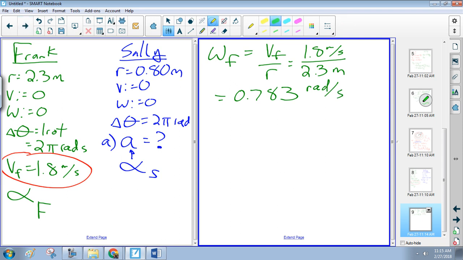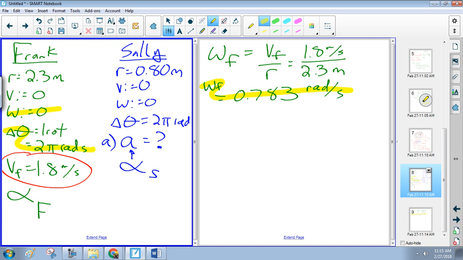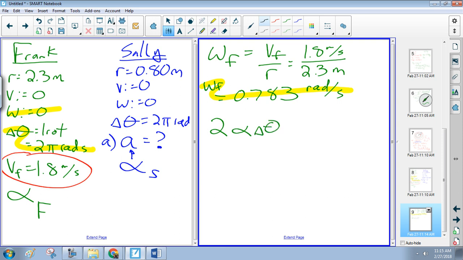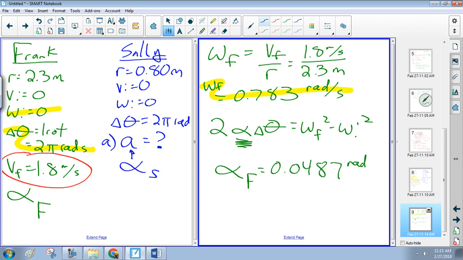Okay? So now look at all the angular information I know about Frank. I know his final angular velocity, I know his initial angular velocity, and I know his delta theta. So I ought to be able to use 2 alpha delta theta equals omega f squared minus omega i squared to find alpha for Frank, right? Plugging in those numbers that I highlighted there in yellow and solving for alpha, we discovered that Frank's angular acceleration is 0.0487 radians per second squared.